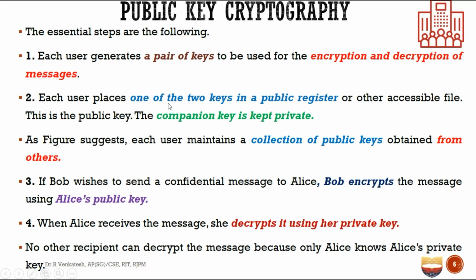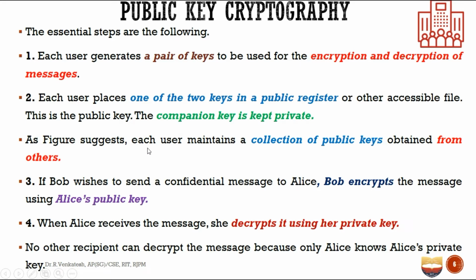Each user places one of the two keys in a public register. The public key must be placed in the public register so that any other user can easily access it. This is the public key. The companion key is kept private. The other key must be kept secret, so it is called the private key.